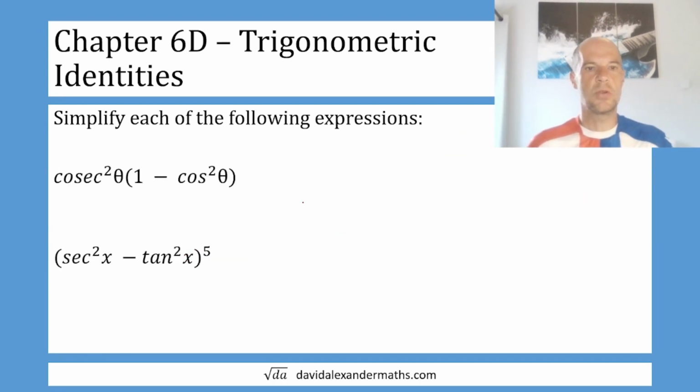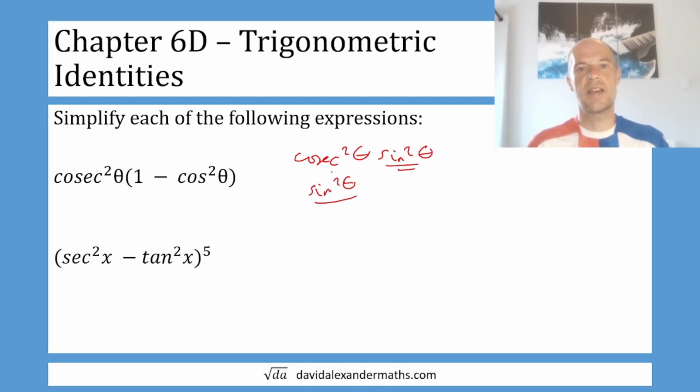Okay, so here are some more to be simplified. So for the first one, what am I going to do here? I've spotted straight away that 1 minus cos squared is sine squared x. So what I have here is cosec squared theta multiplied by sine squared theta. Now cosec squared is 1 over sine squared. So what I have here is sine squared theta, and cosec squared as a numerator will become sine squared theta as a denominator, and of course anything divided by itself is 1. So all of this stuff here simply equals 1.